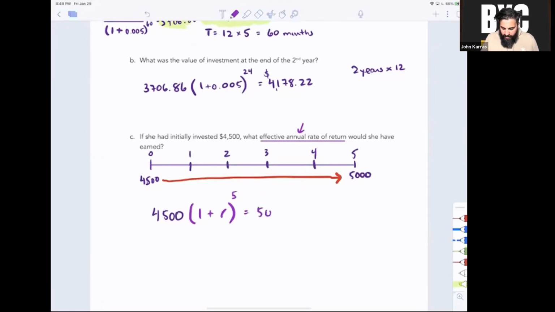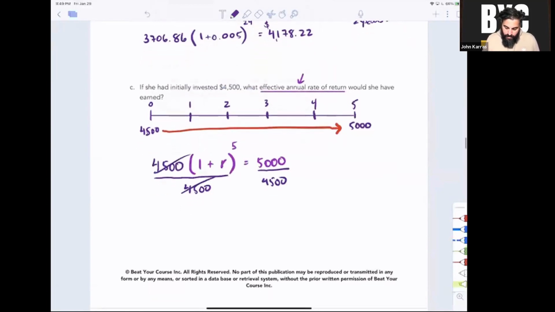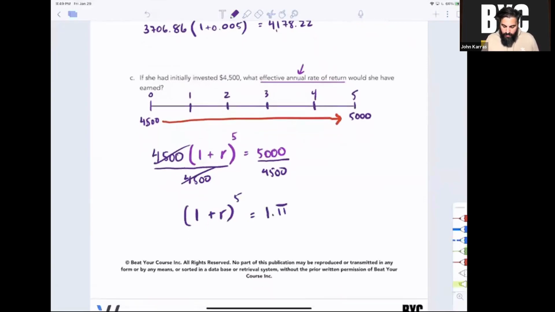And that has to equal 5,000. And then again, you just want to isolate for R algebraically. This one's a little bit easier. It doesn't require any logs. So you guys can start solving that. I'll do it at the same time. All right. So now I've got 1 plus R to the 5 equals basically 1.111. And we keep reducing it.